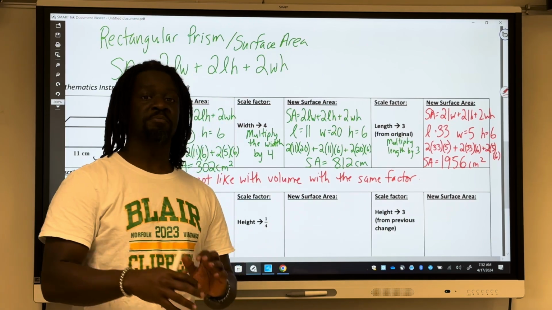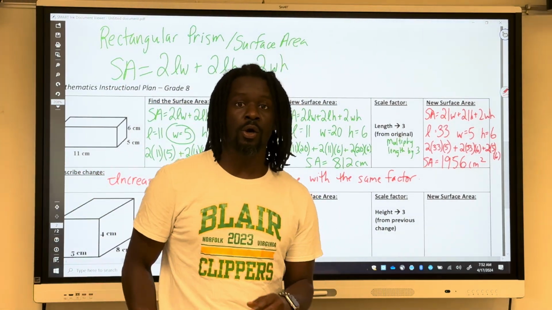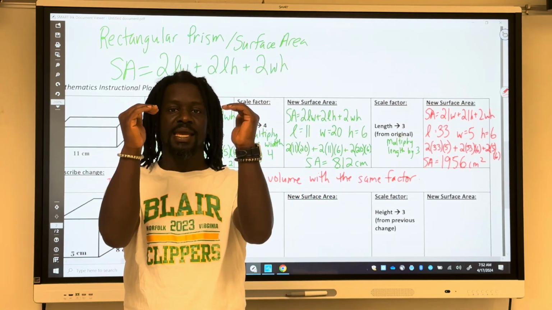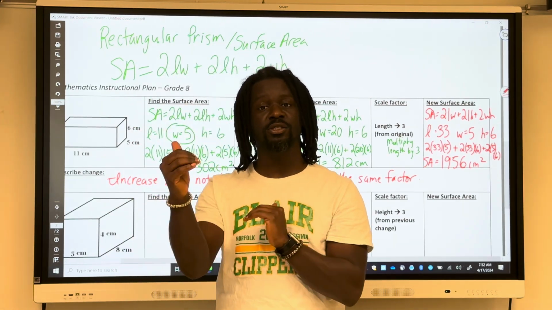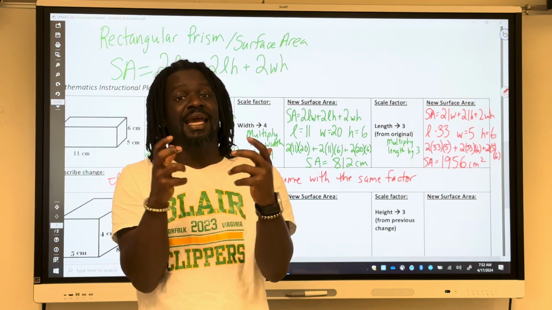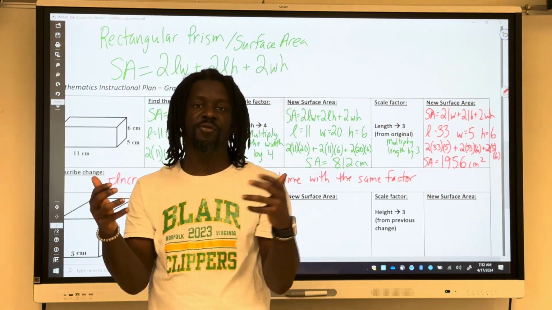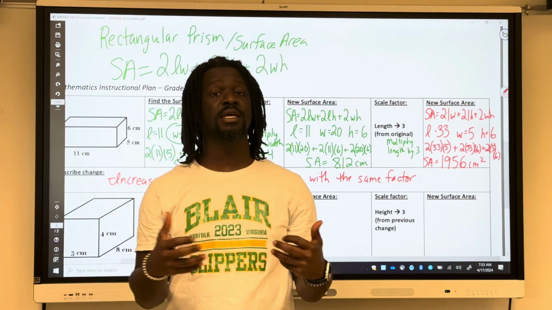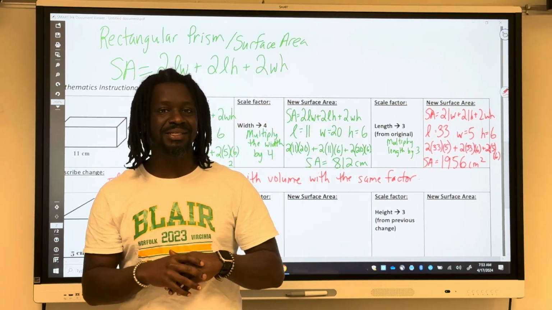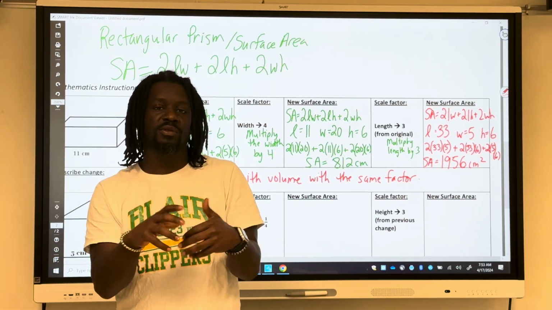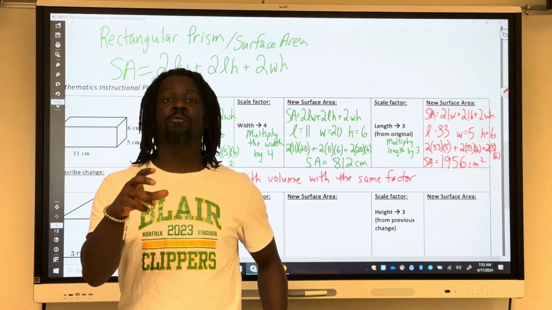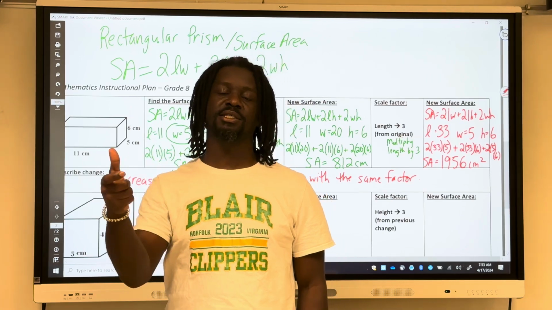All right, so I've shown you in this video how to take the volume and the surface area and look at how changing different attributes affects the volume and the surface area. What we've seen is that with the volume, if you increase one of the dimensions, it changes the volume by that same amount. But with surface area, the same doesn't happen, all right?